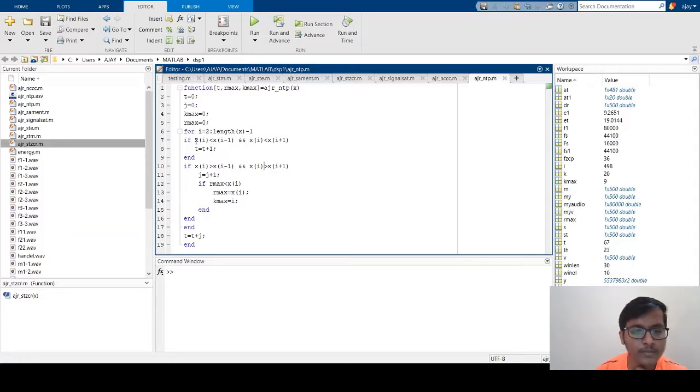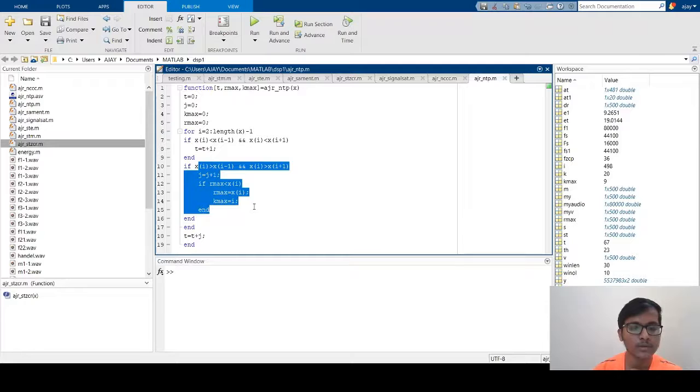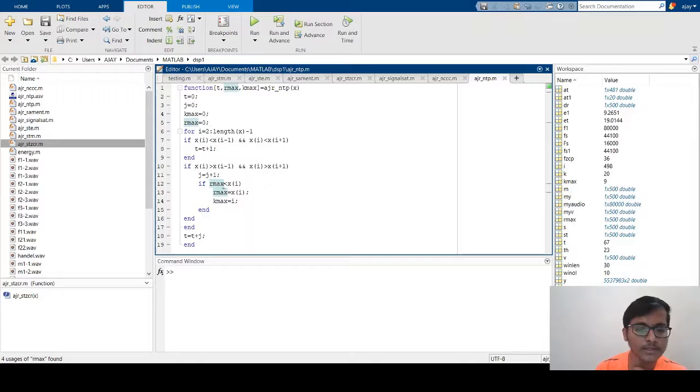x of I should be less than x of I minus 1, and x of I should be less than x of I plus 1. This means this is an example for minus 1, minus 2 and minus 1. And another way is we will get two curves, downward curve and upward curve, for slopes. So this is for downward curve and this is for upward curve. In a similar way, to find the Kmax, I have written the code which is Rmax less than x of I, so that it will get the maximum value of Rmax.